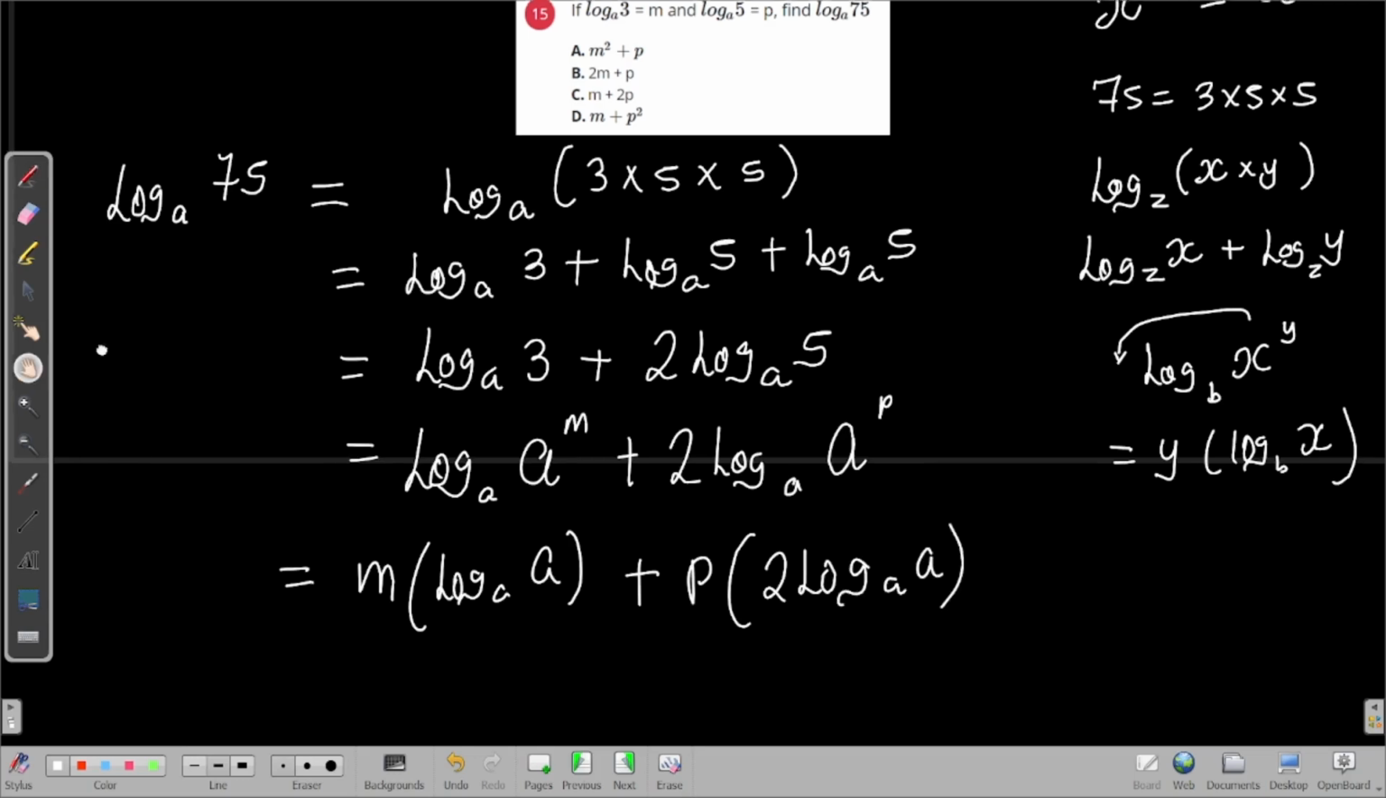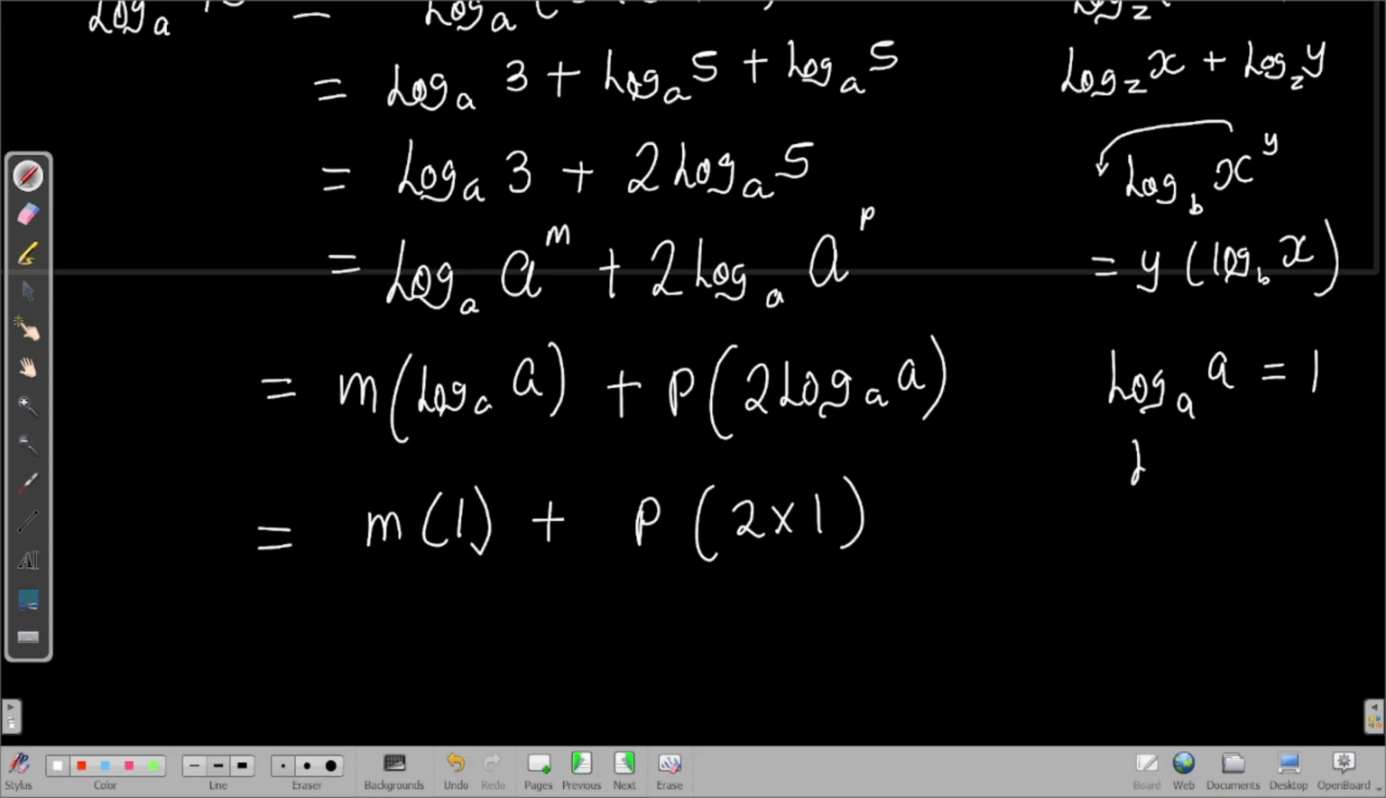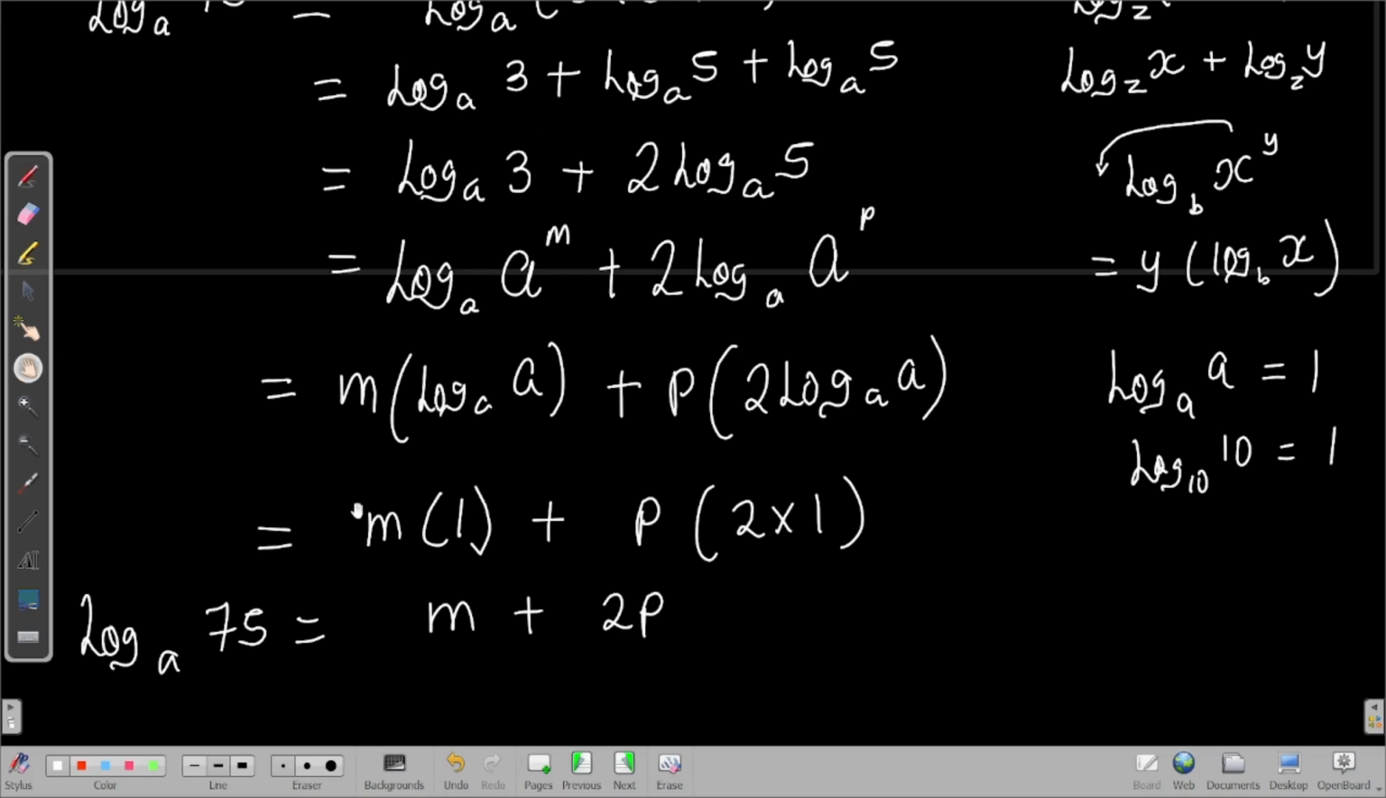The logarithm of any number in its own base is 1. So log a in base a is 1, log 10 in base 10 is 1. If you don't understand what is going on, I have a video on laws of logarithms that you can watch. So this is 2p. So my answer is m plus 2p. This is actually quite tricky.